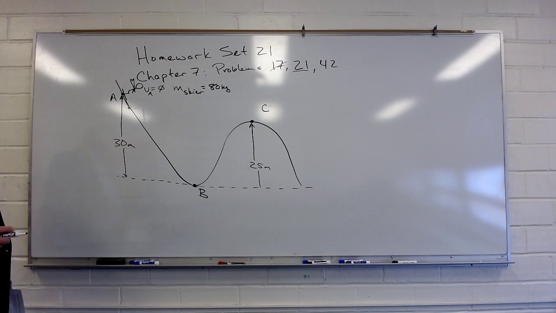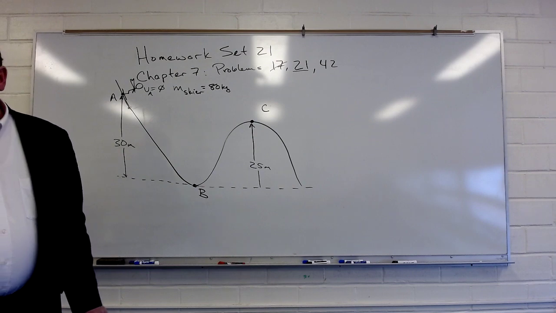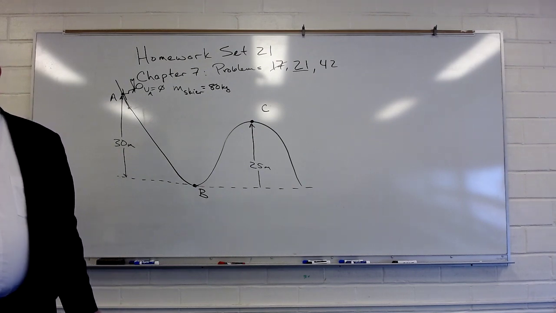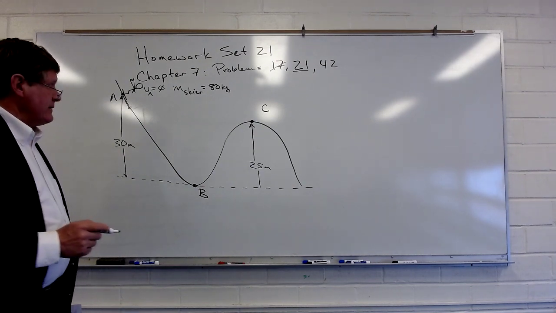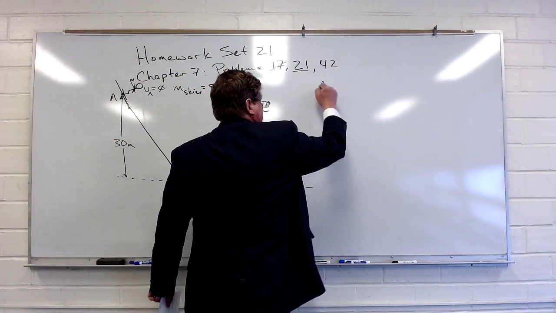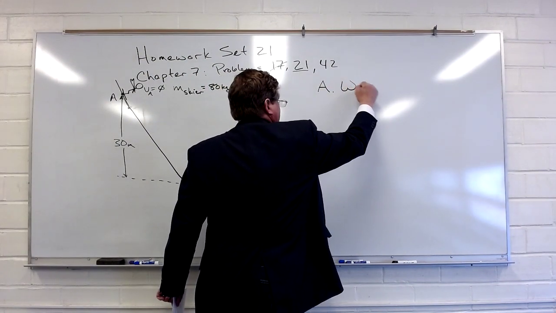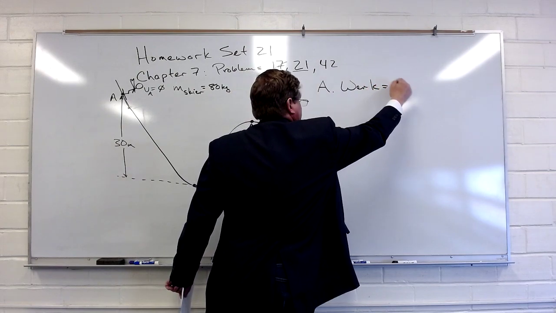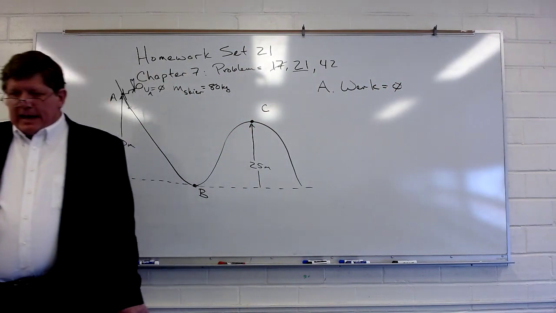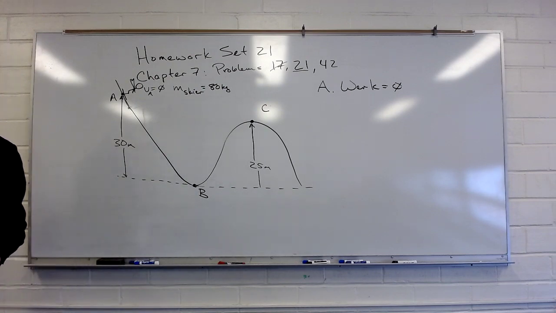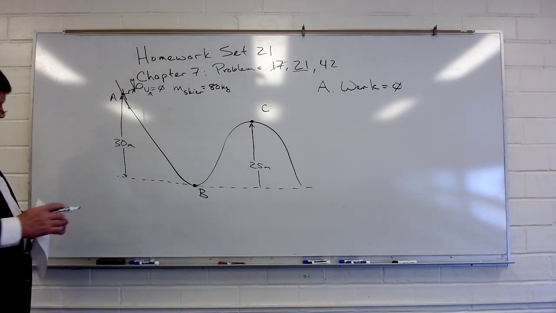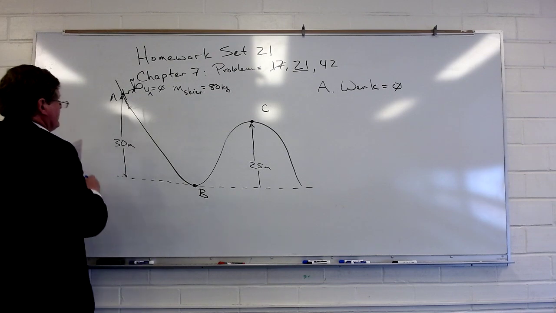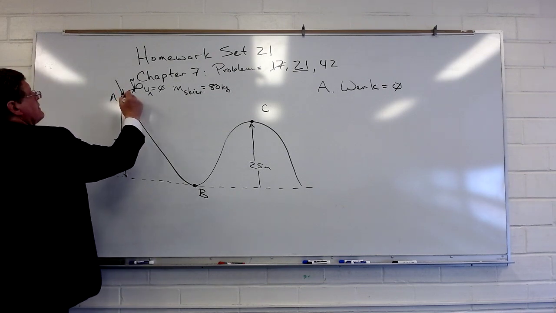So the first thing we're asked is, what kind of work is being done by this frictionless ski hill? And the answer to that is that the work done is 0. And it's not that the frictionless ski hill is not pushing, it is pushing. It's just always pushing with a normal force. And that normal force has to act perpendicular to the hill.